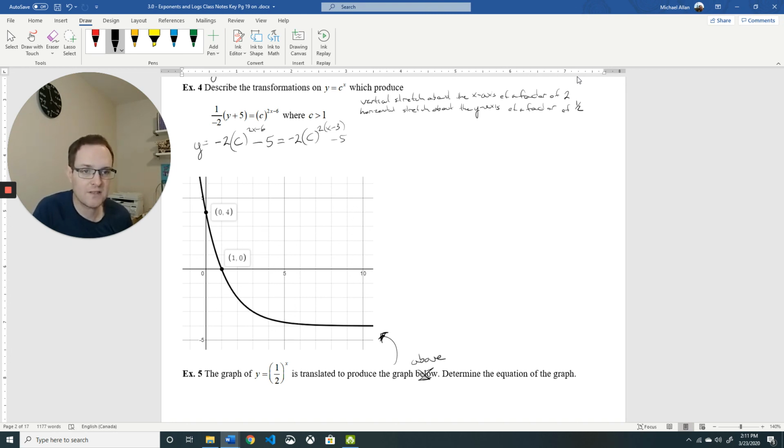Then the a value is negative, so that means I also have a reflection here about, because it's the a value, about the x-axis. We're going to do it this way. Okay. And then we got the 3 and the negative 5 here, so I just like to write the word then we're going to translate 3 units right, and 5 units down. All right, those are our transformations.